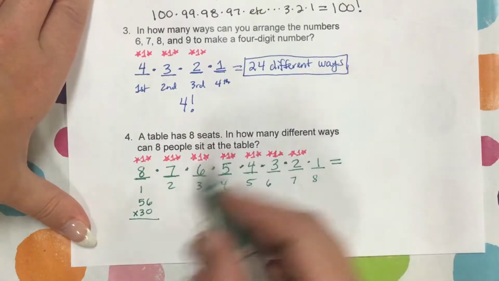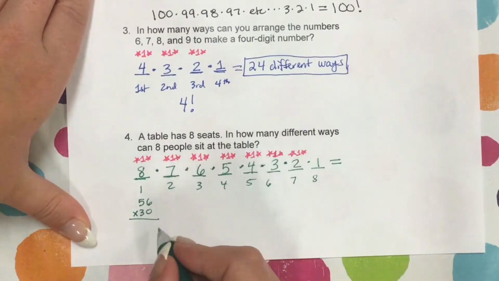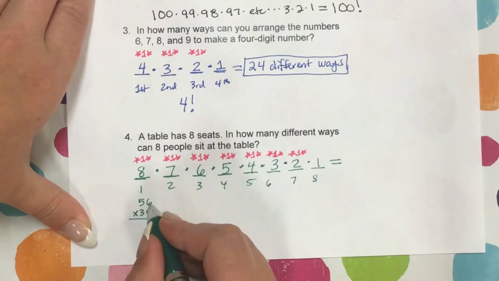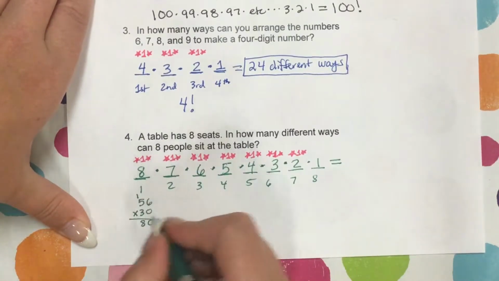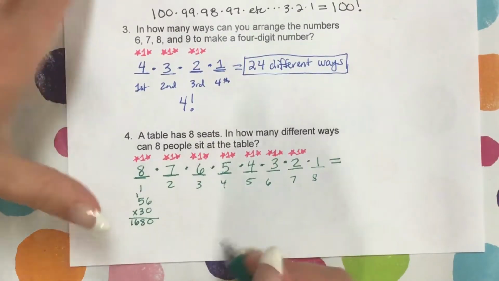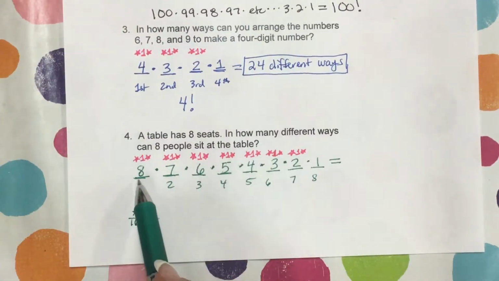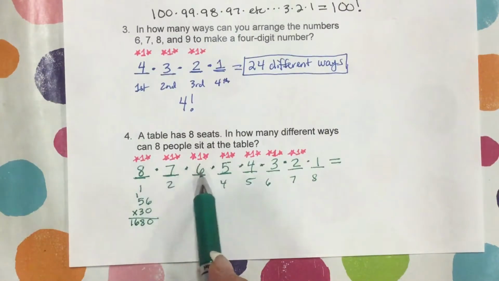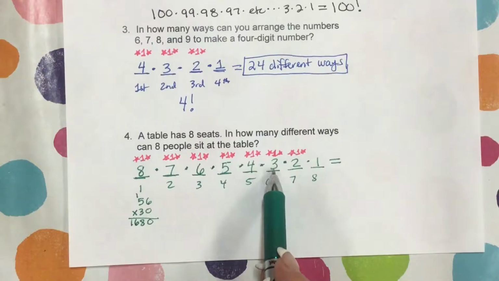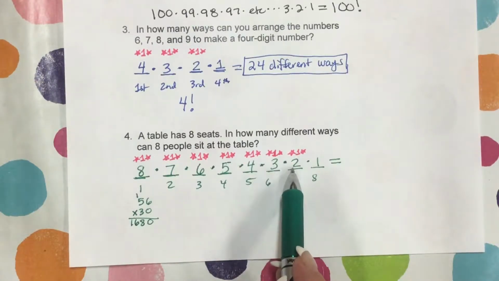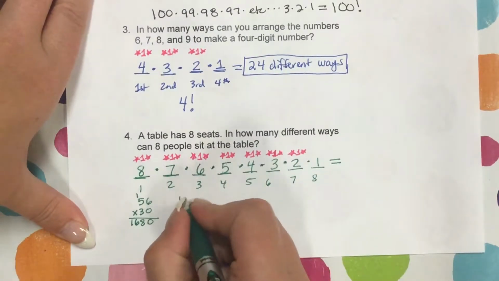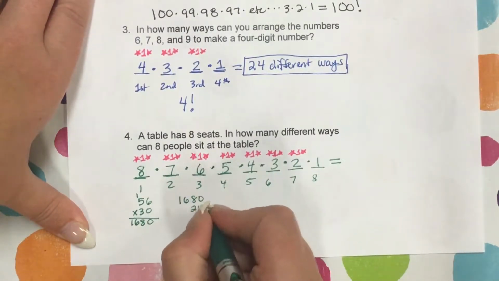Okay, so I get 0 times 6 is 0. Oh, it's just a 0, so now I can move to the tens. 3 times 6 is 18, write the 8, carry the 1. 3 times 5 is 15, plus 1 is 16. Okay, so there you go. So that's 8 times 7 is 56, 6 times 5 is 30, and then we have 4 times 3, which is 12, times 2, which is 24, times 1 is 24. So I can take this number right here and just multiply it by 24.